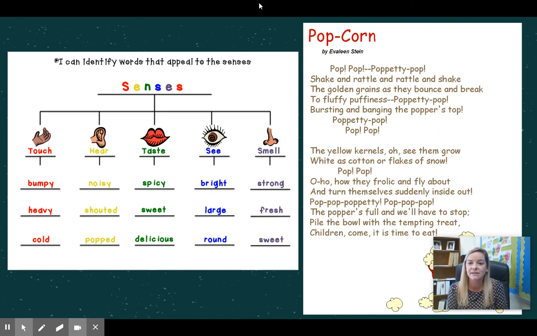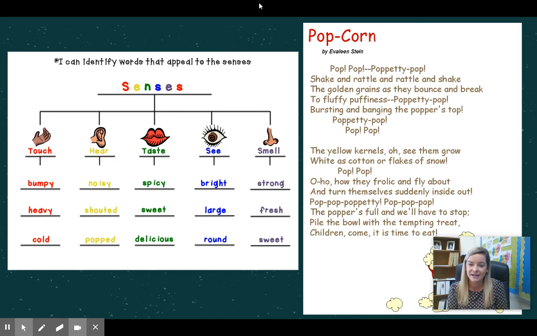The next line says "the golden grains as they bounce and break." Golden grains. What sense do you think that appeals to? Yeah, you can see that. So golden grains is us appealing to our sense of sight. So this poem is filled with sensory words. And if you'd like to pause the video, you can read the rest of the poem to yourself and see what other sensory words you can find.